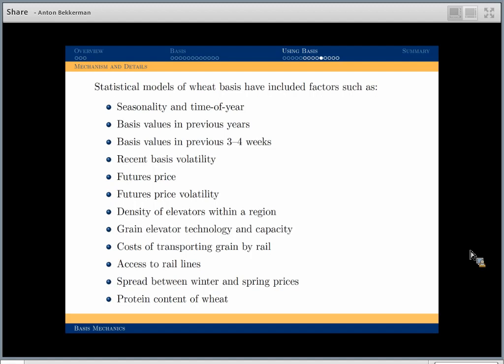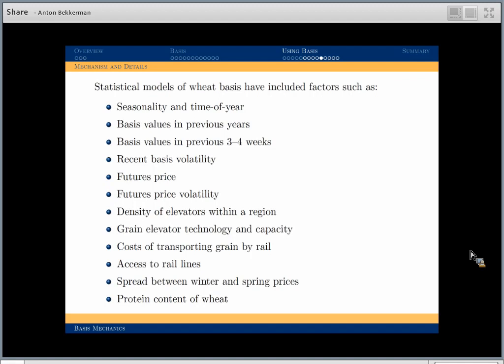Grain elevators, technology and capacity. Larger shuttle loaders are going to offer higher prices, so they're going to have stronger or more positive, or less negative bases. More conventional, smaller elevators don't have those cost savings, so they can't pass on those cost savings to farmers as much. Cost of transportation, that's a big one.